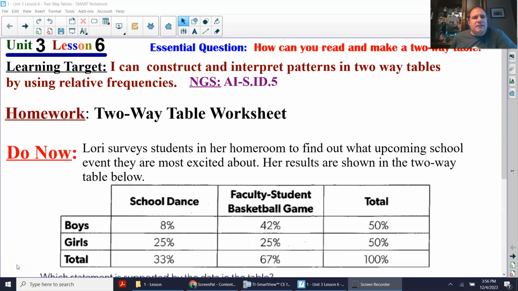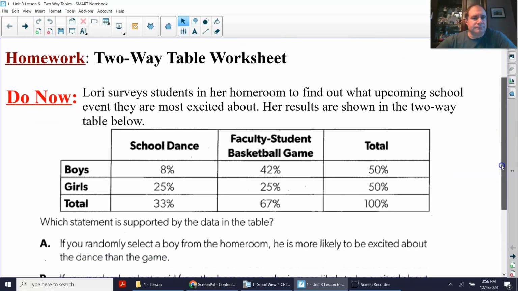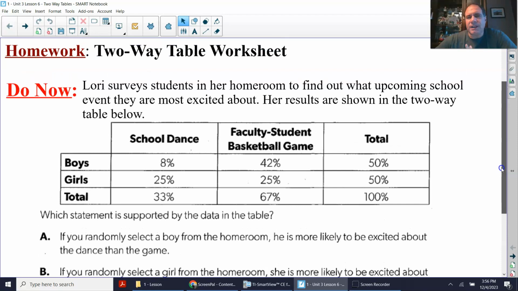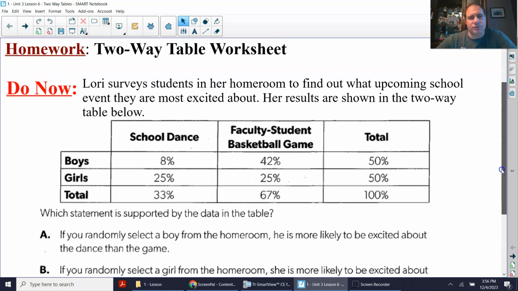Hello everyone, this is Unit 3, Lesson 6. I can construct and interpret patterns in two-way tables by using relative frequencies. So this is a two-way table down here, and you could see that it has boys, girls, school dance, faculty, student basketball game, and total.